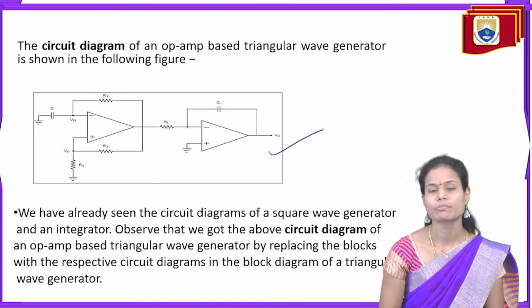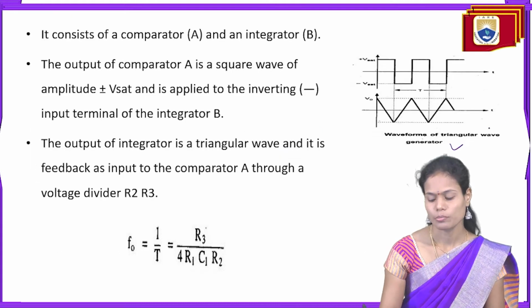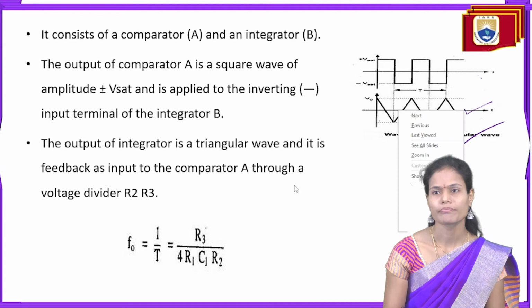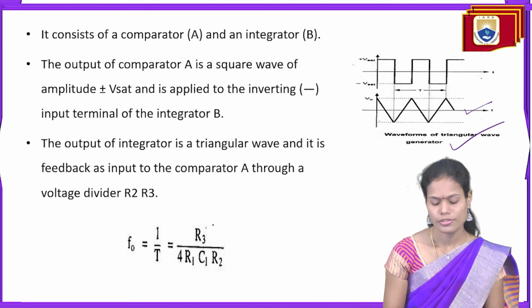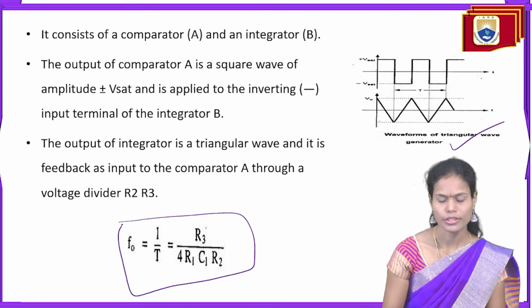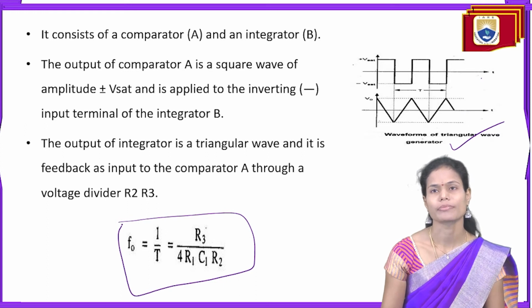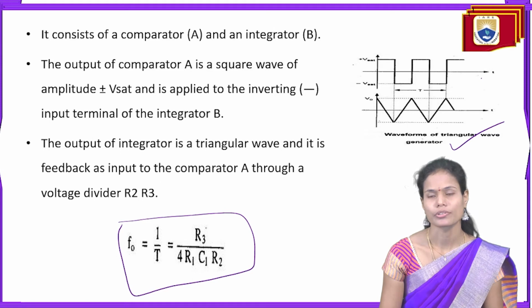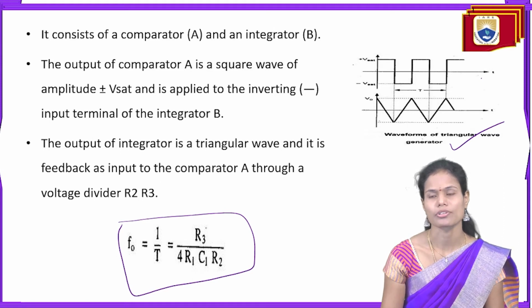Here we need to explain the role of each and every component and the operation of this circuit. This is the output of the triangular wave generator, and this is the output of the square wave generator. After integration, we will get this particular waveform. And this is the frequency of oscillation of the triangular wave generator. So we need to explain this particular circuit in detail, along with the frequency of oscillation.